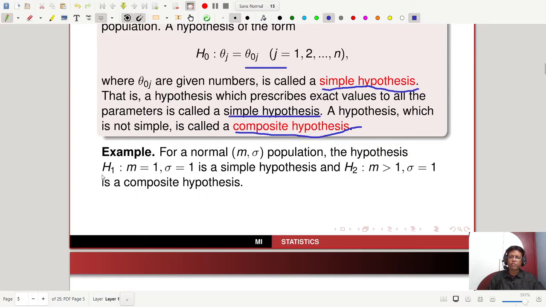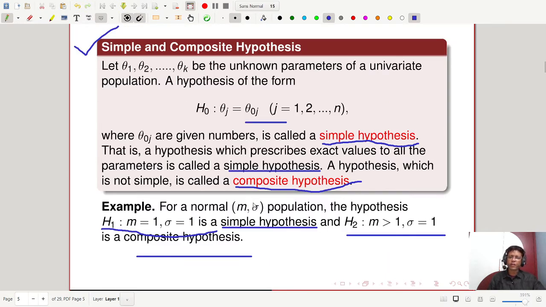Let me give you an example. Suppose H1: m equal to 1, sigma equal to 1. Here mean and standard deviation are both specified. This is called a simple hypothesis. But if I write H2: m greater than 1 and sigma is 1, then sigma is specified but m is not specified. So this is called a composite hypothesis. That is the difference between simple and composite hypothesis.